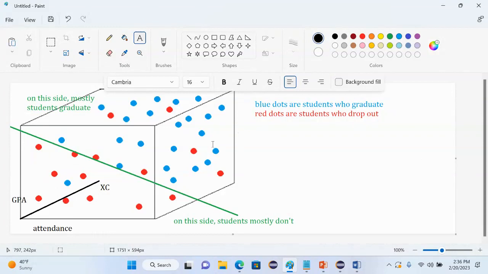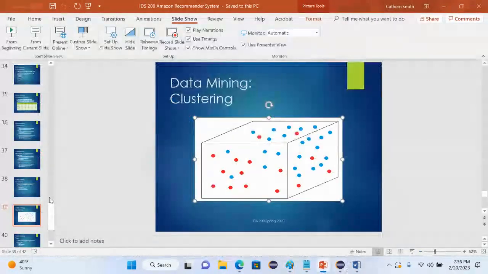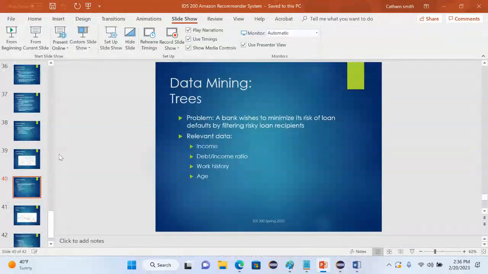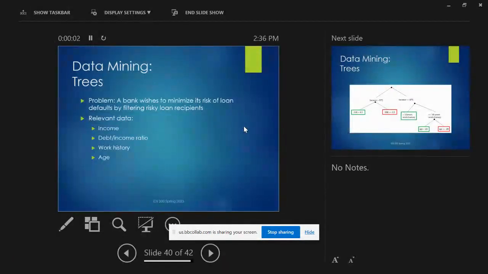You take one batch of data, you somehow spatially divide it so that one kind of result is on one side, the other kind of result is on the other side. Okay. So to repeat that, that's how clustering works. Now, the one that follows is trees. And tree analysis is like cluster analysis, but it's basically more fine-grained. It's like a sequence of cluster analysis operations applied to the data.